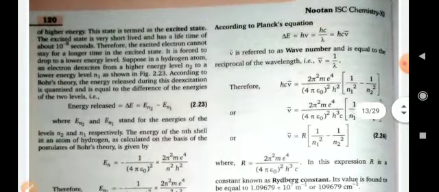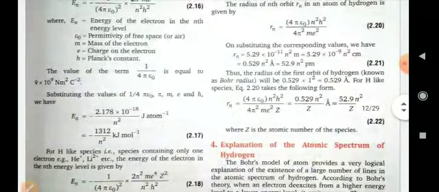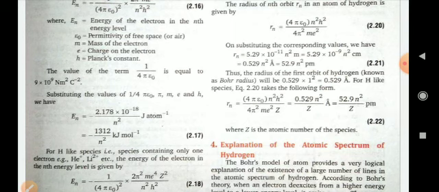So it was the formula for calculating the radius of the orbit. He gave these three points for the stability of the structure of the atom.